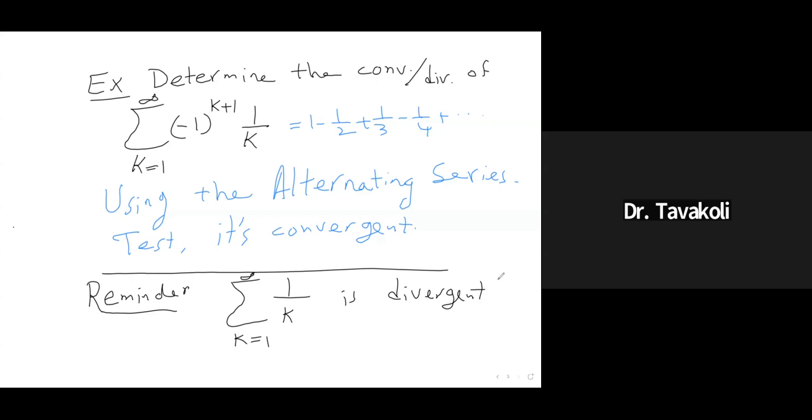So it's possible that some series with just positive terms is divergent, but when it becomes alternating, it is convergent using the alternating series test. But sometimes both of the two series are convergent, I mean, with alternating terms or without alternating terms.